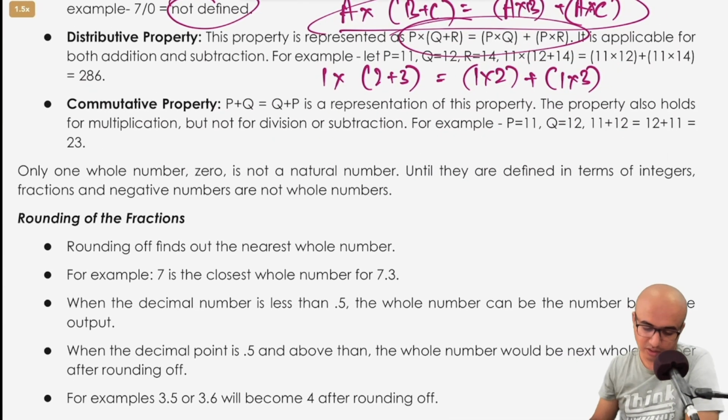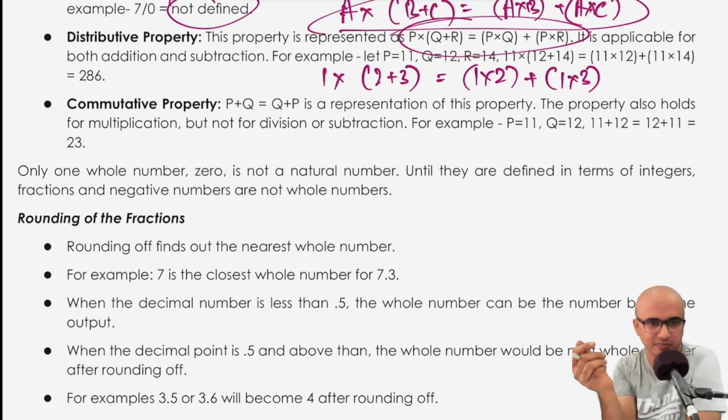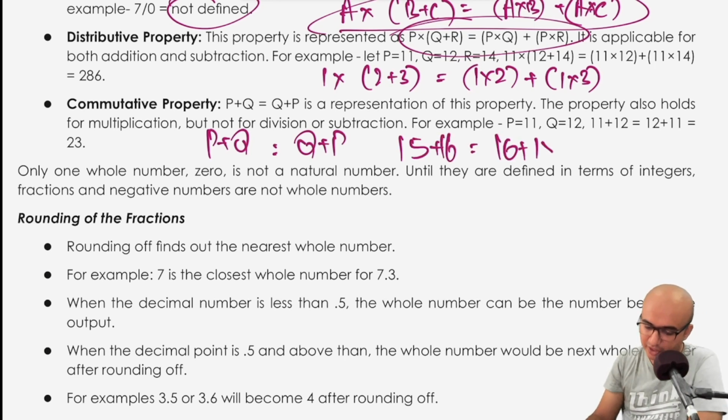Then lastly, we have commutative property. In this case, imagine you have again A, B and C as friends. Even if you swap, let's say they are dance partners, the resulting figure will still be the same. So P plus Q, I'm just considering the same example here, is same as Q plus P. If I have to take an example, 15 plus 16 equals 16 plus 15, same 31. So that is what we have in commutative property.